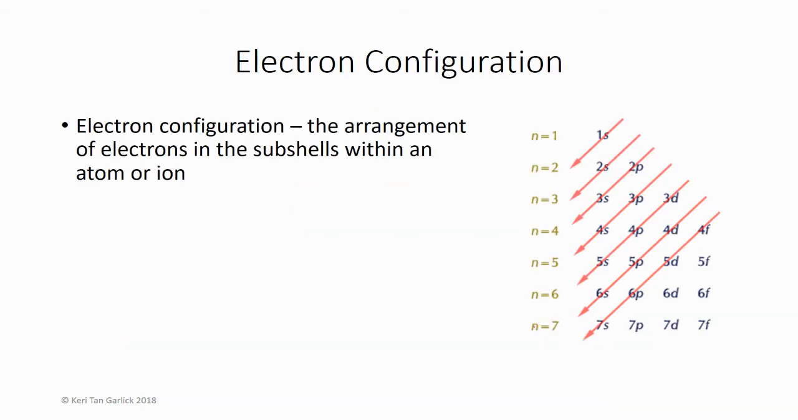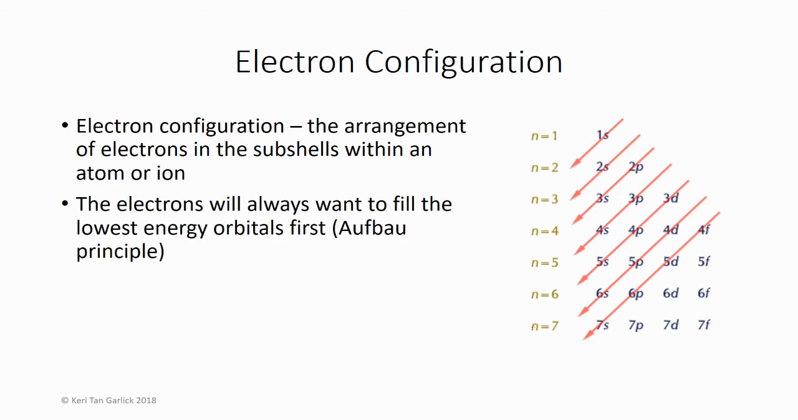Electron configuration is the arrangement of electrons in the subshells within an atom or an ion. The electrons will always want to fill the lowest energy orbitals first, which is known as the Aufbau principle. So we start with 1s2. 1s can fit 2 electrons. Then we've got 2s, 2p. The only tricky bit we get to is that the 4s sublevel is lower energy than 3d. So we fill 4s before 3d.